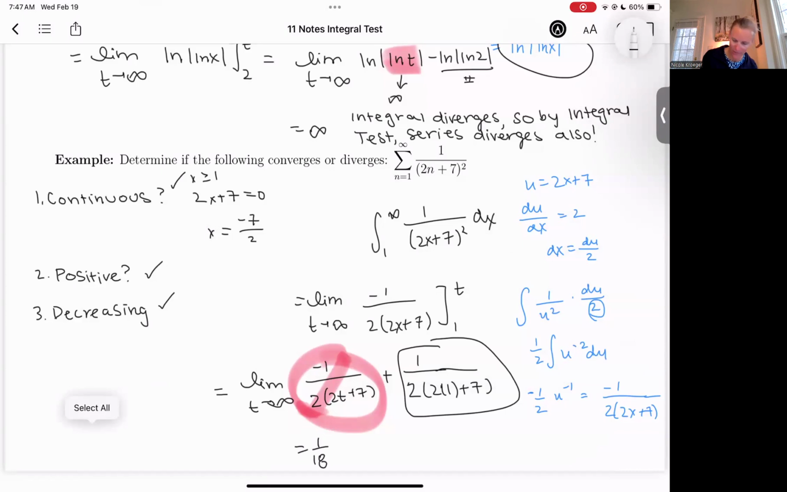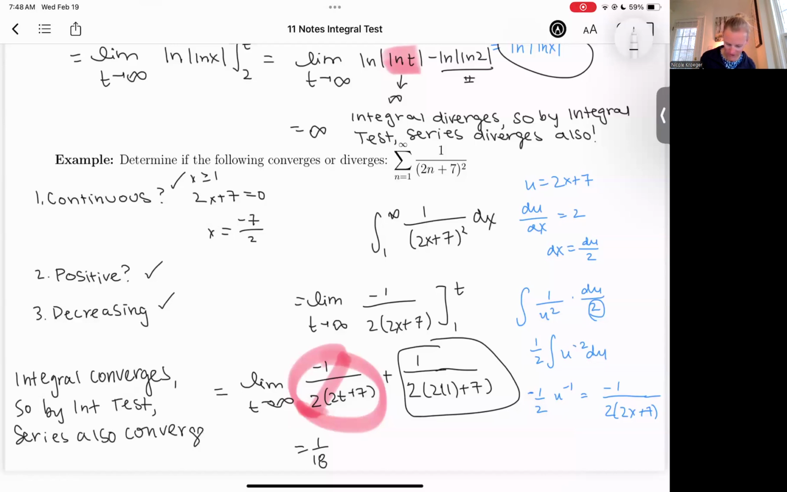Okay, so the integral converges. So by the integral test, the series will also converge. The integral converges to 1 over 18. The series, we don't know what it converges to. That's very important: the integral test does not tell us what the integral or the series converges to, just whether they converge or diverge. So the integral converges, so by the integral test, the series also converges. And we don't know what it converges to. That's okay. We just care whether it converges or diverges at this point. Eventually, we'll learn how to approximate what it converges to, but we're not going to do that right now.